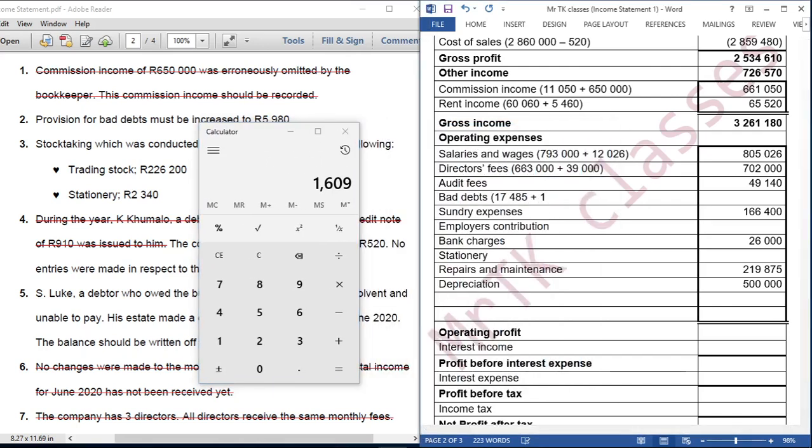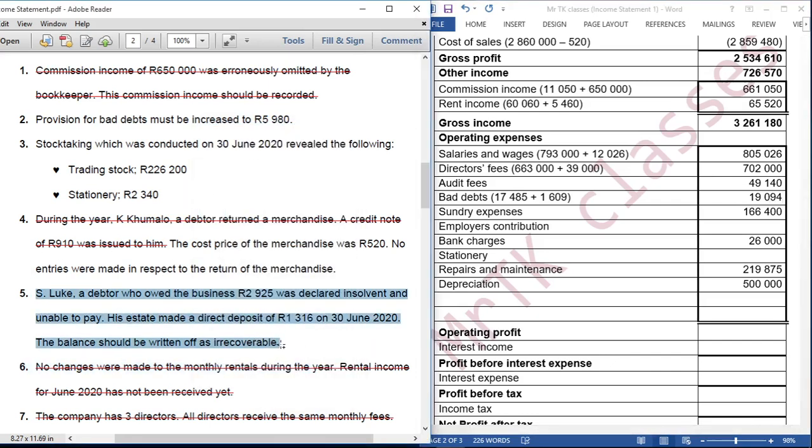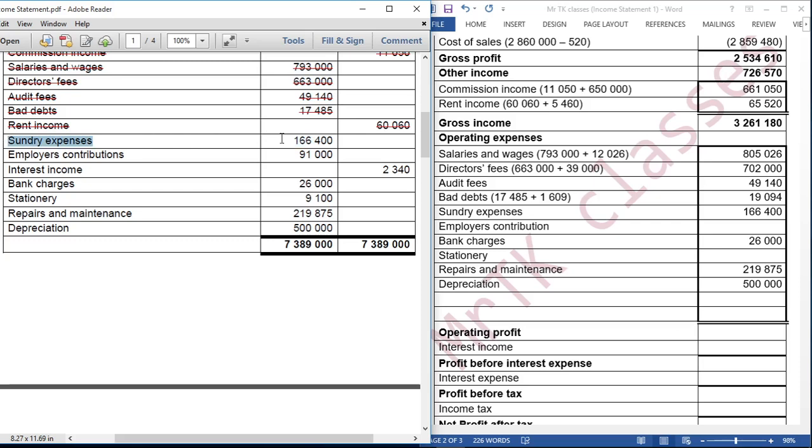This is the balance, which should be written off as irrecoverable. So, the balance is going to be bad debts. Okay, so we are going to say plus 17,485. We are going to get 19,094. So now we are going to come here and do this. All right. So sundry expenses are already there.